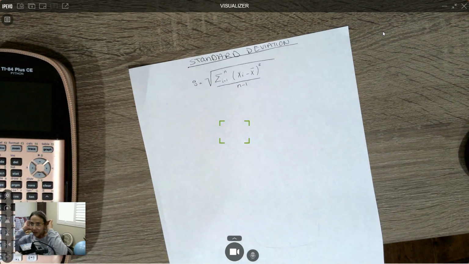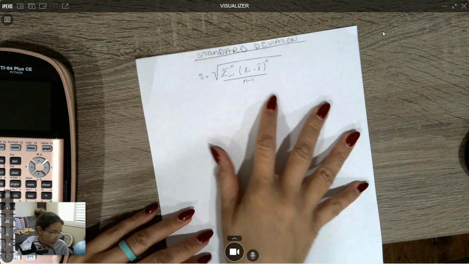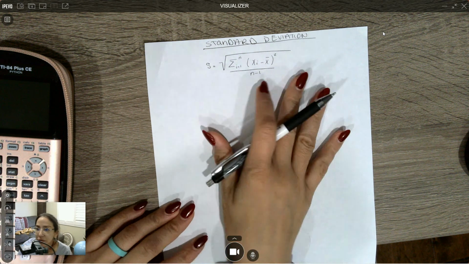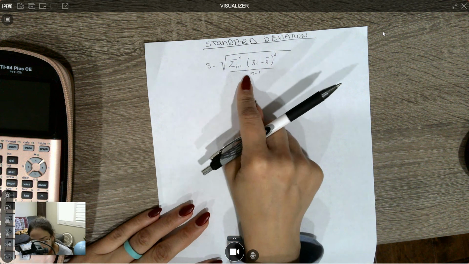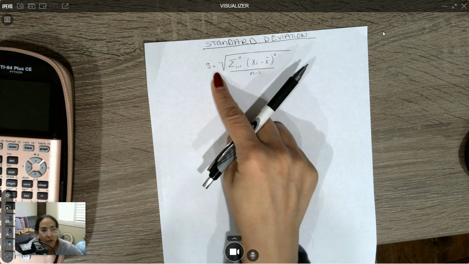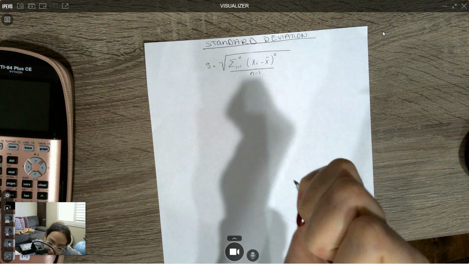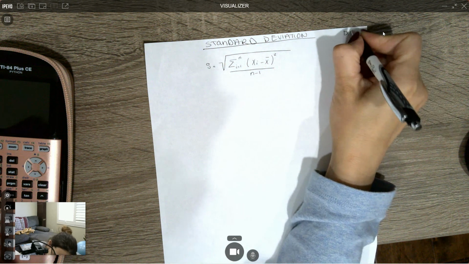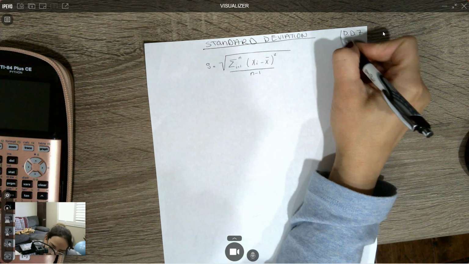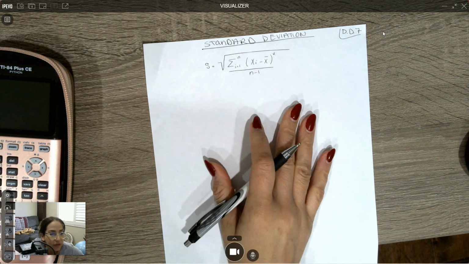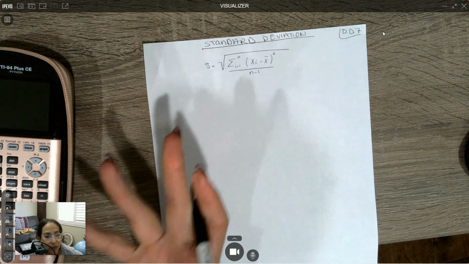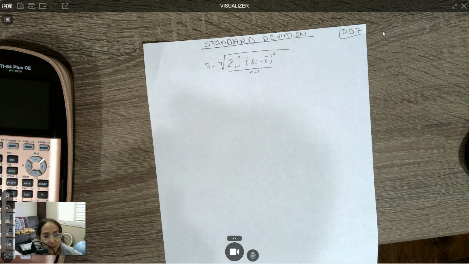All right, you guys, so we're going to go over standard deviation really quick. Okay, so in standard deviation, we're given this following equation inside our lab. So if you look at your lab manual and you go to page DD7, it goes over standard deviation. But let's go ahead and do it right here. I'm going to use the same example that it's using to explain standard deviation for us.